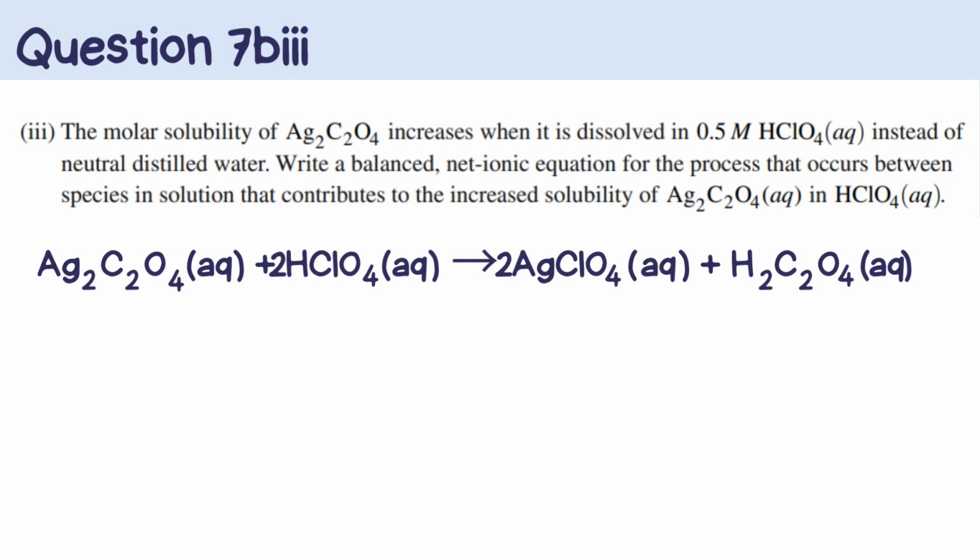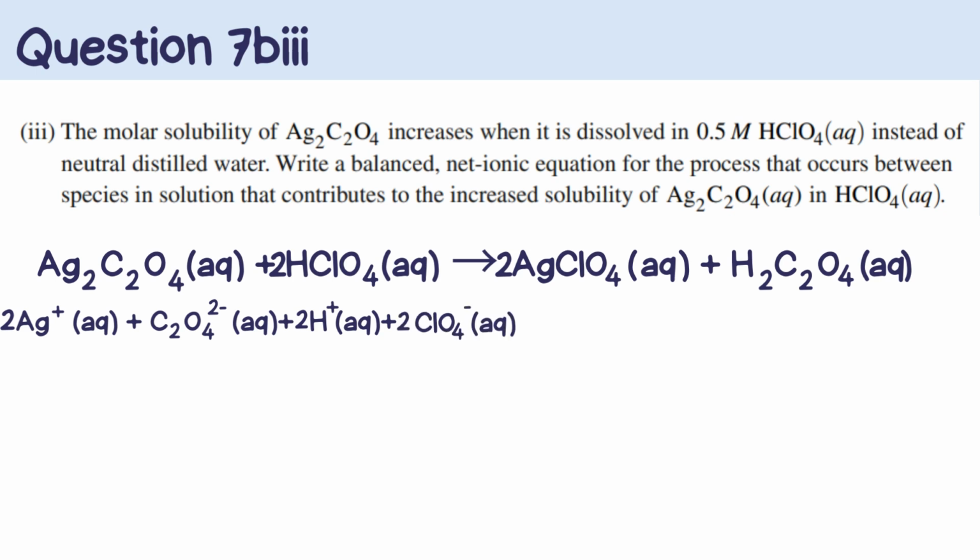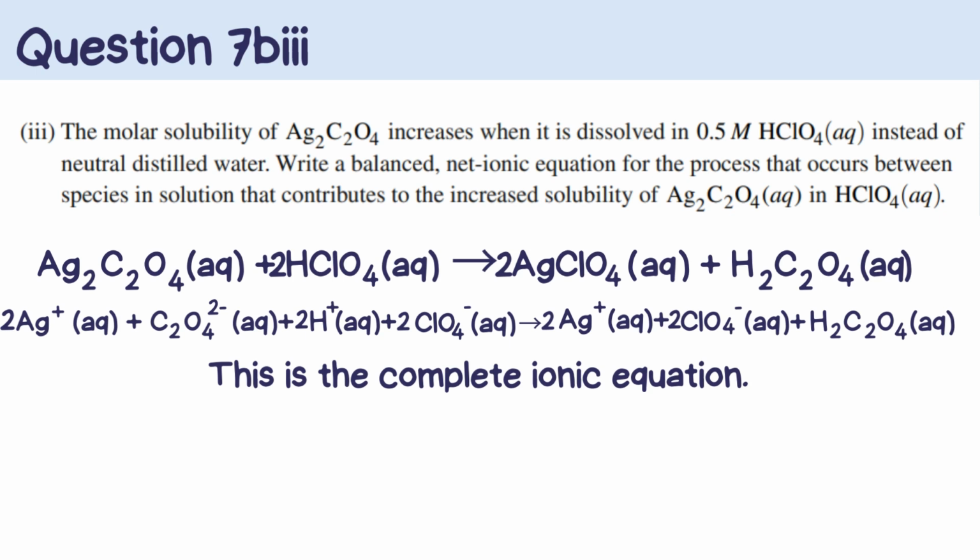We can start by breaking apart the silver oxalate, so it'll be the 2 Ag plus, and we're going to add that to the oxalate ion, and then the 2 H plus, adding that to the 2 ClO4 minus, and remember that the 2 does distribute to both, and that will then yield 2 Ag plus, 2 ClO4 minus, and just the oxalic acid, which is weak, so it will not break apart, and we'll just let it be. Now remember that this is the complete ionic equation, but in the problem it is asking us for the net ionic equation. So in order to find that, we can cross out the spectator ions.